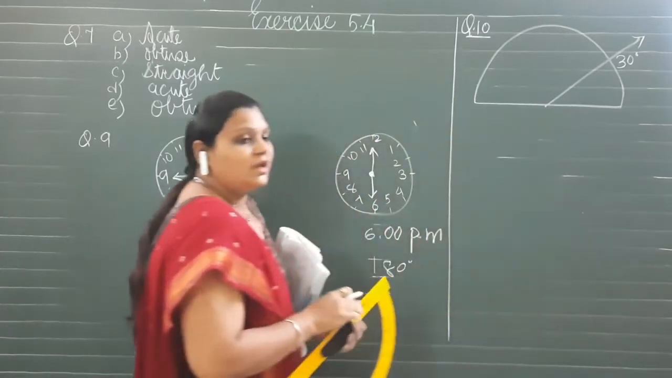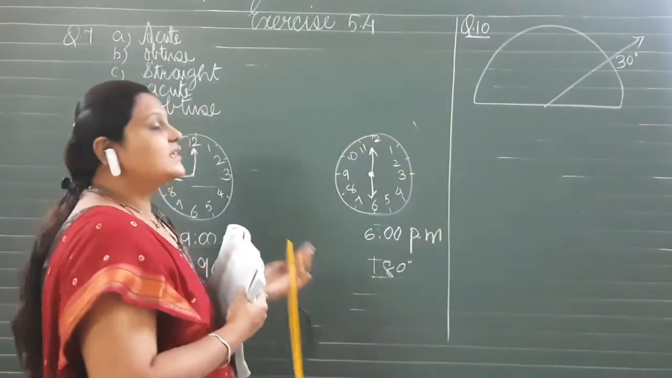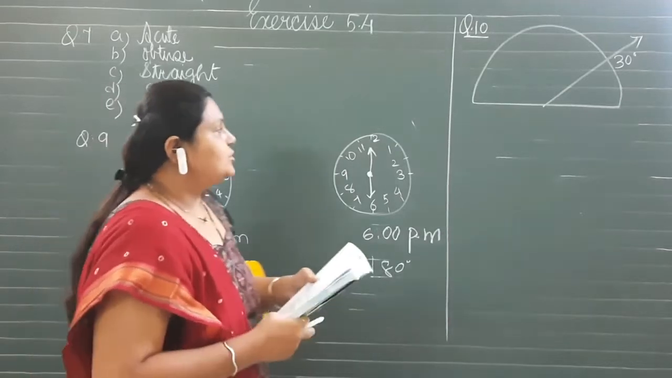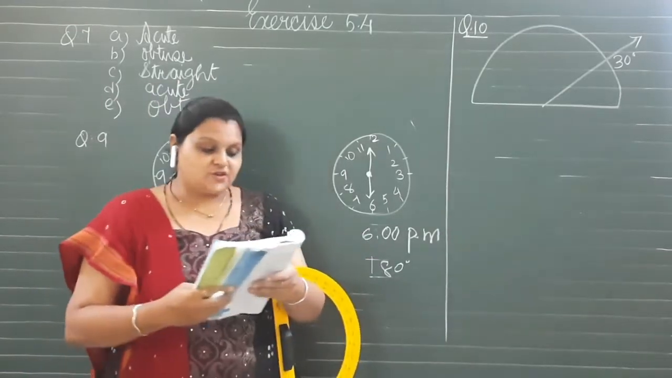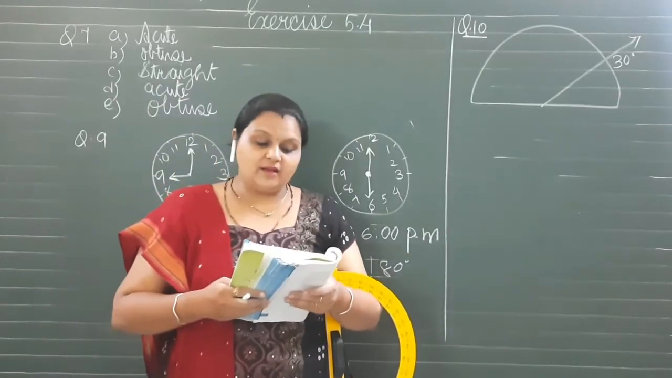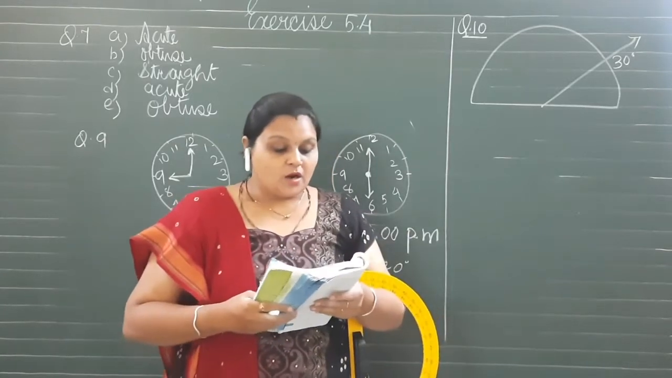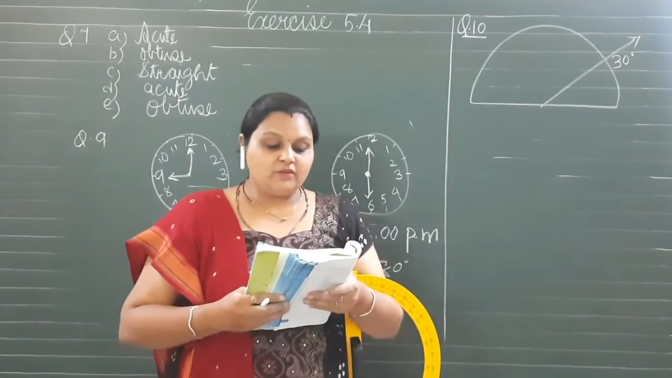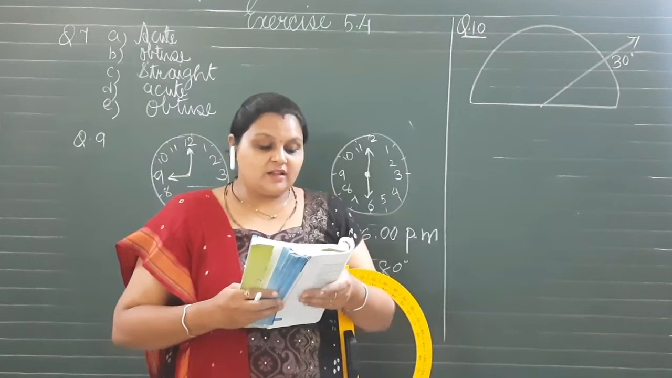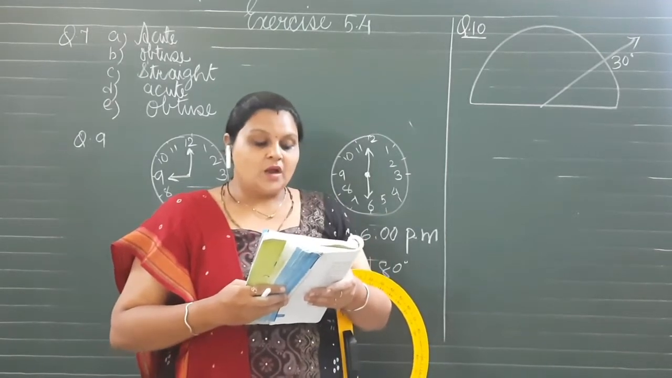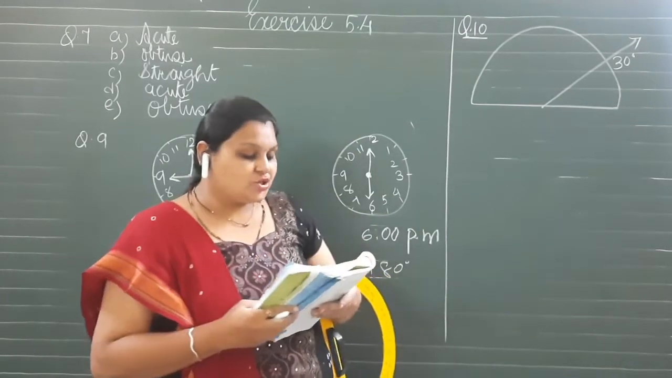So 180 degree is the angle for 6 p.m. Question number 10. Investigate. In the given figure, the angle measures 30 degree. Look at the same figure through a magnifying glass. Does the angle become larger? Does the size of the angle change?